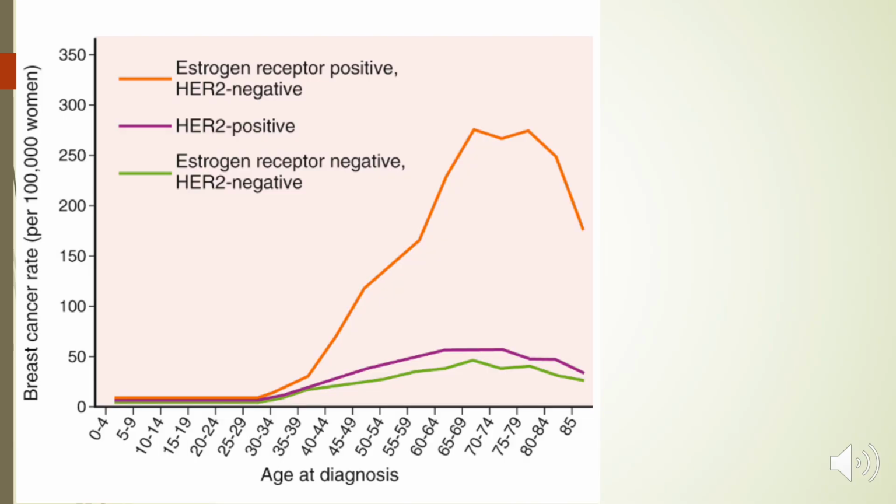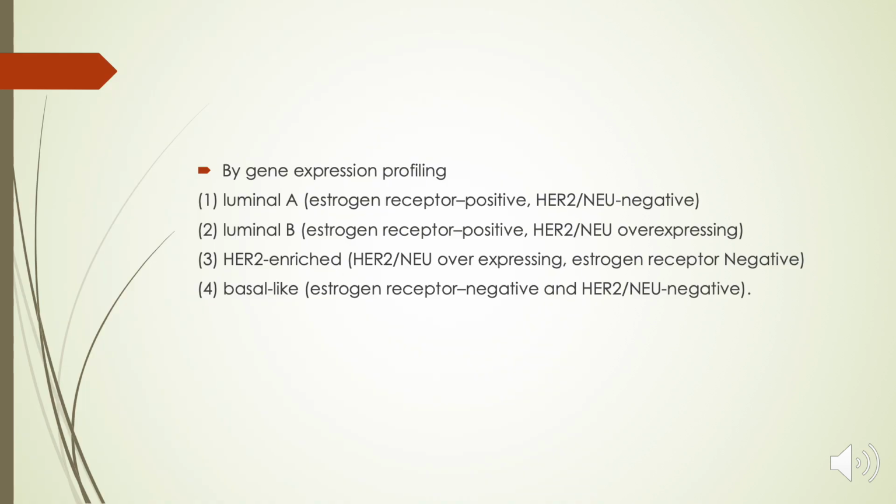This graph plots the age at diagnosis with the breast cancer rate per 100,000 women. This also underscores the fact that estrogen receptor positive, HER2 negative clinical subtype is the most common subtype of all breast cancers. The previous clinical subtype classification was based on immunohistochemical expression.